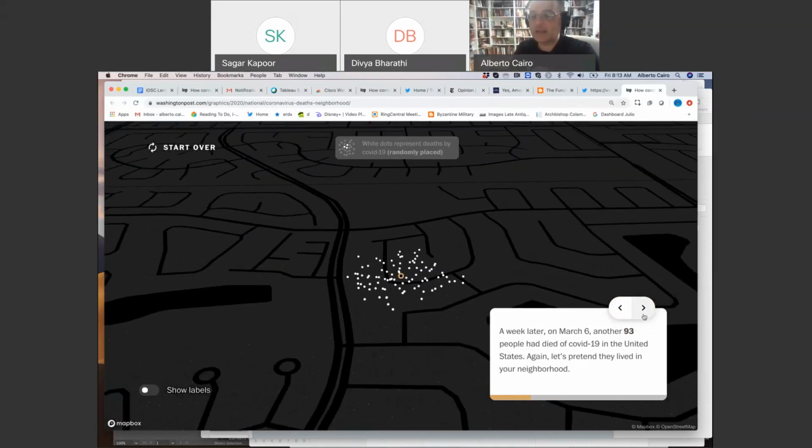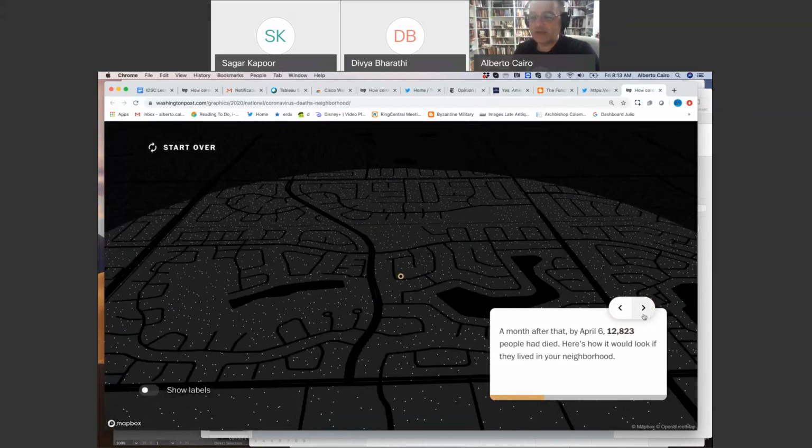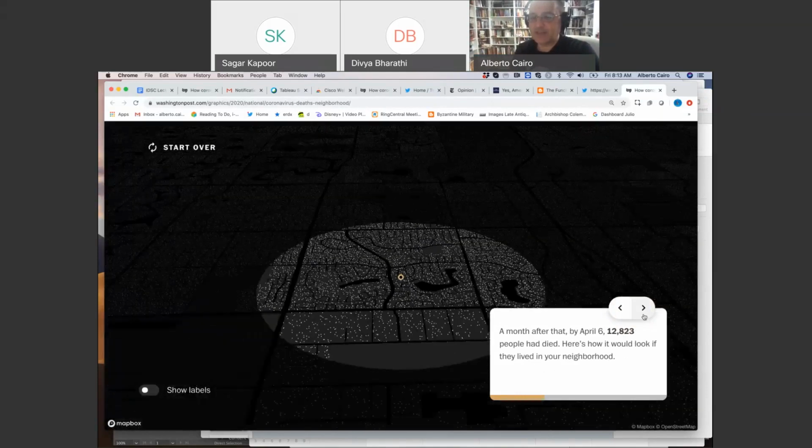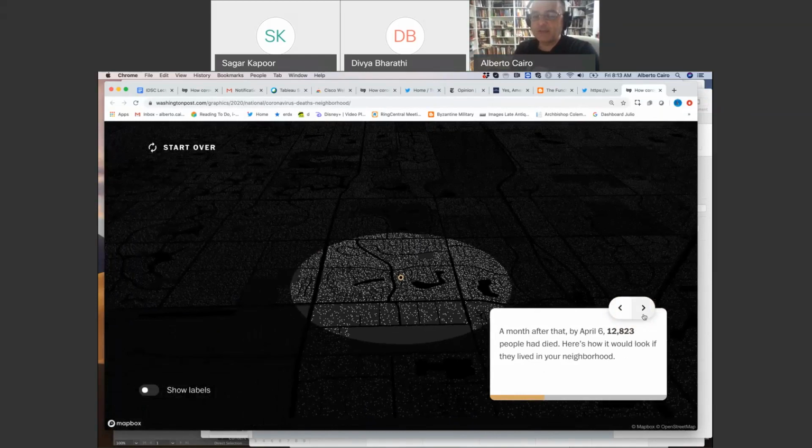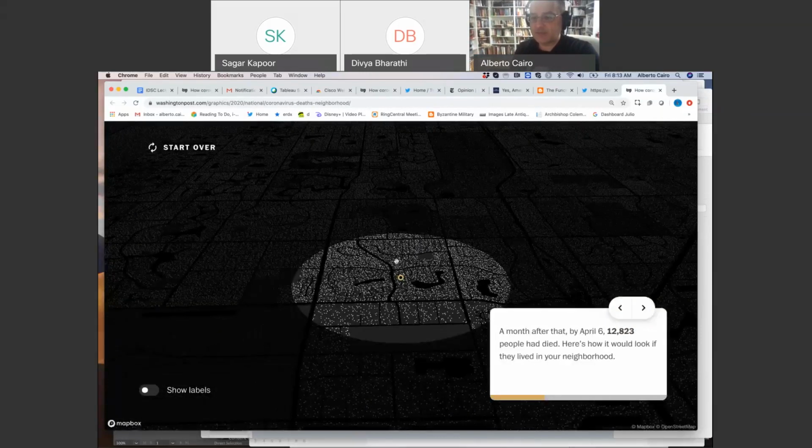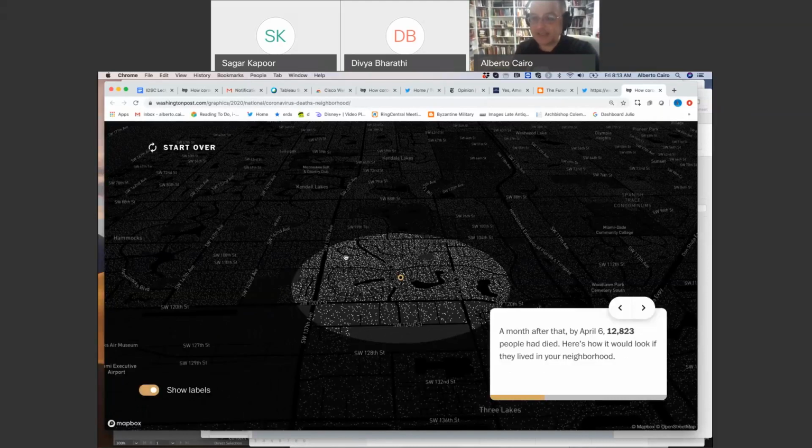And then 1 month later, almost 13,000 people would have died around you. And that's how big the circle would be. By the way, each one of these dots represents a person, and this is all based on census tract data from the United States, right?